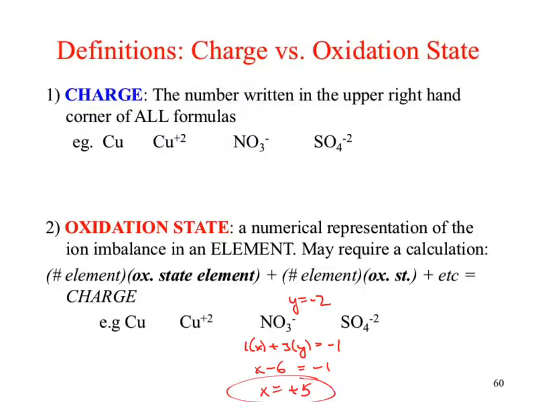positive 5. What did I say x was? Do not tell me positive 5. The oxidation state for nitrogen. What is the charge on nitrogen? That was a nasty trick question, wasn't it? What is the ionic charge that we're told to memorize for nitrogen? Negative 3. When am I allowed to say nitrogen is a negative 3? When it's in an ionic compound with a metal. Is it with a metal in nitrate? No. That's why it's not the ionic charge that you're told to memorize, because it's changing your frame of reference. Kind of, sort of?